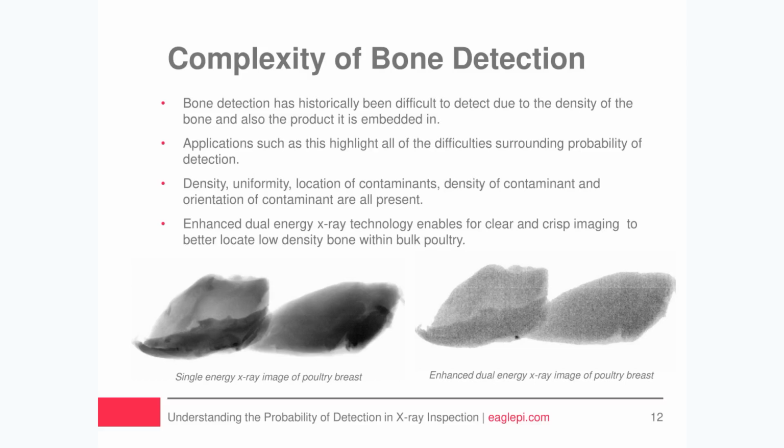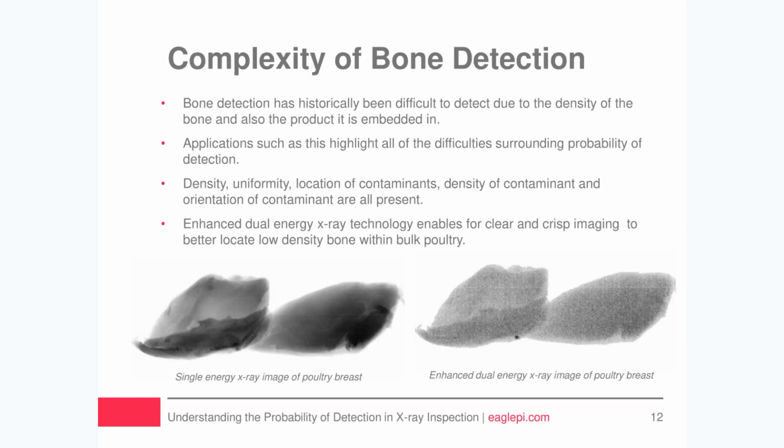Different bones have different densities, different ages of birds have different calcifications of bone. These contaminants are never the same. And that also goes with the orientation on the product. All of those factors will affect the probability of detection of bone within this product. With this in mind, probability of detection can be extremely difficult in a real-world example.